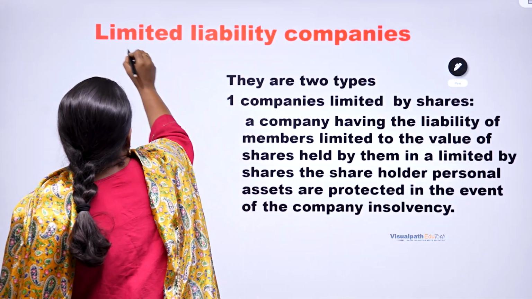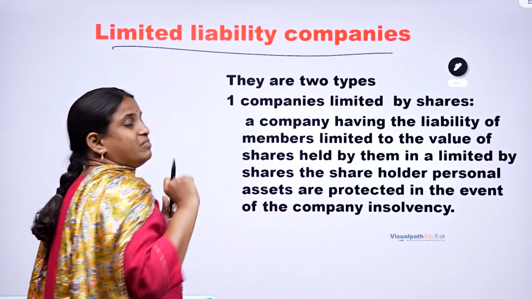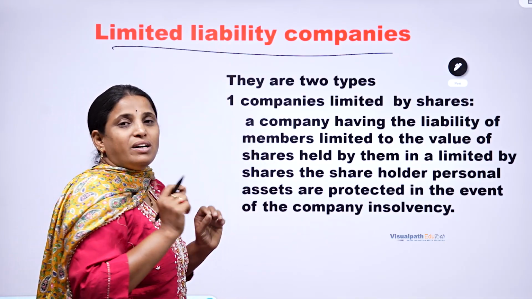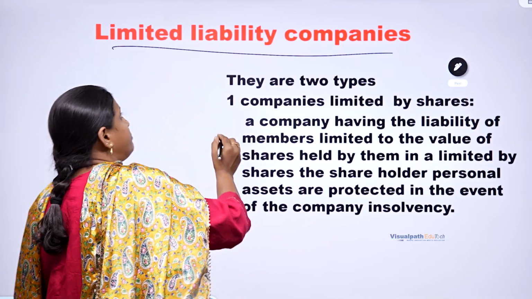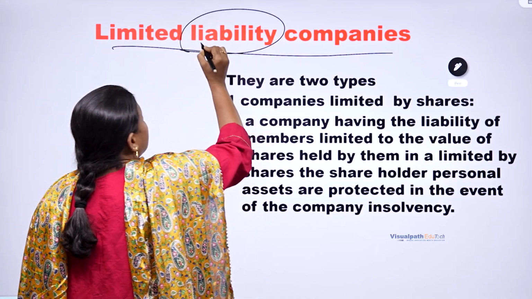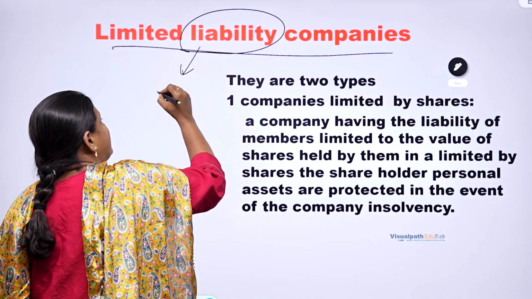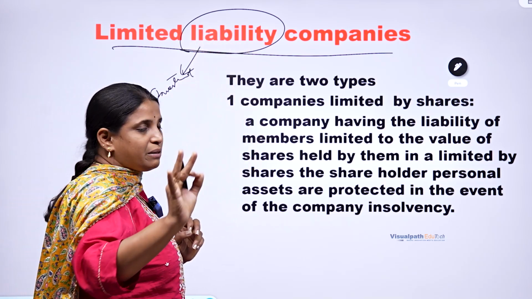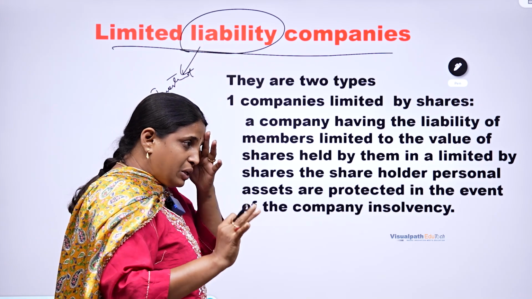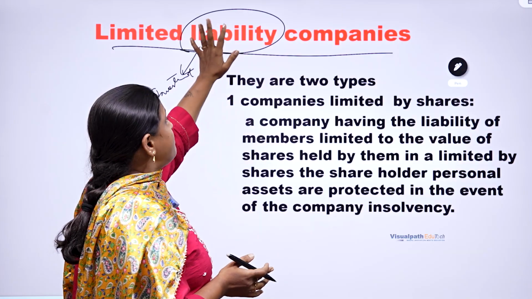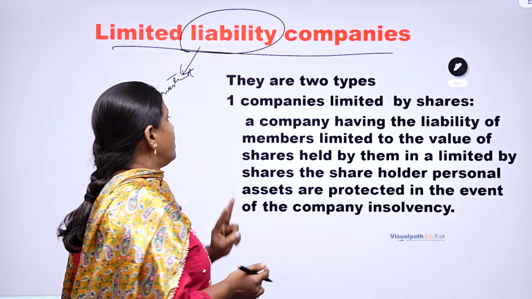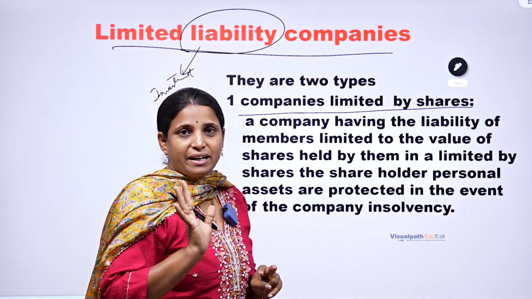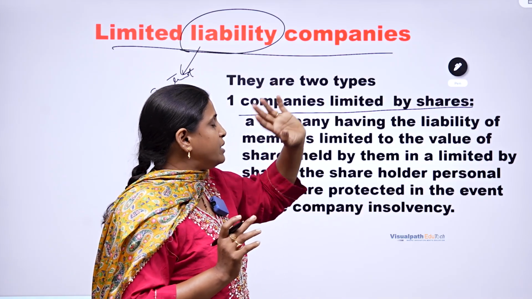Now, next, limited liability companies. The word itself is very clear: limited liability. What is liability? Liability means the company is responsible only up to the amount you have invested, not the entire amount, only the value of its things. These limited bodies are of two types: company limited by shares and company limited by guarantee. What is a company limited by shares?